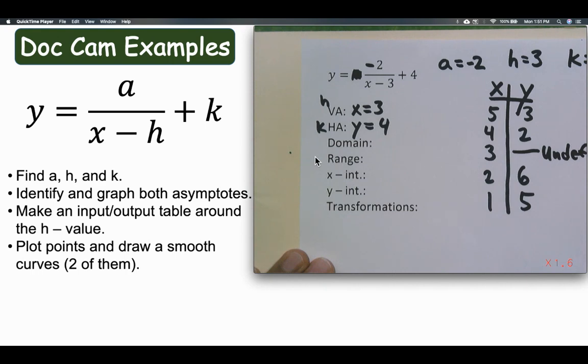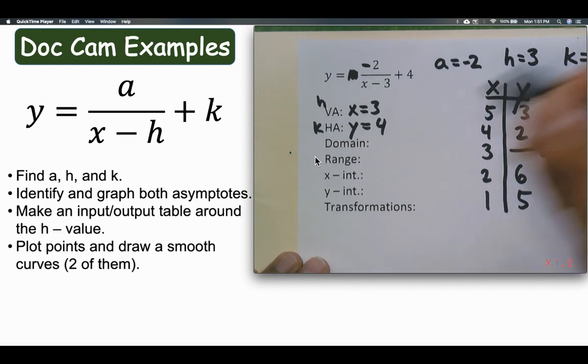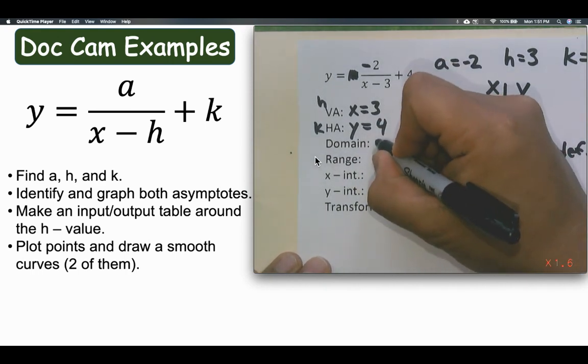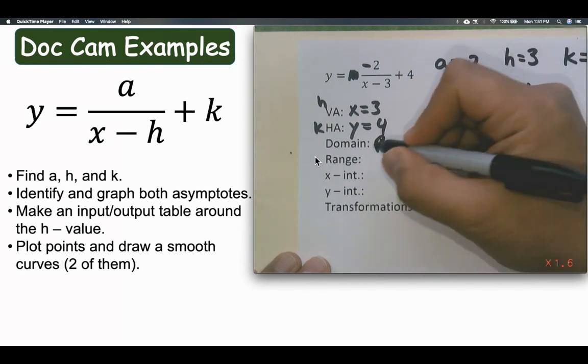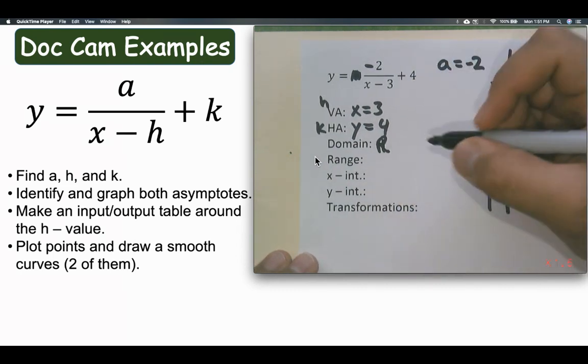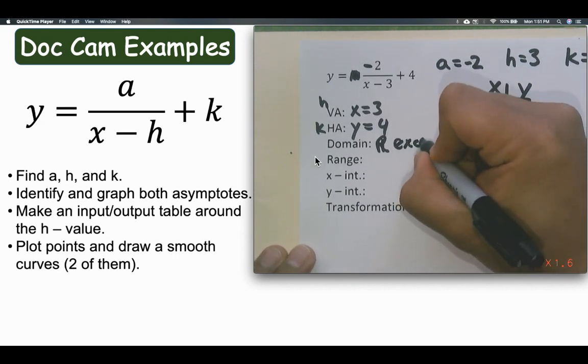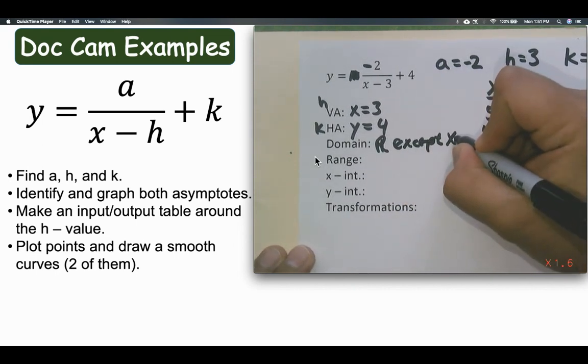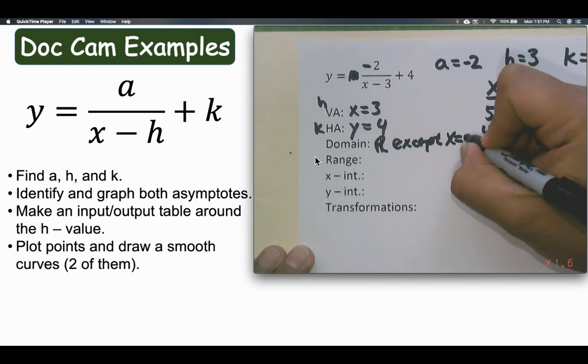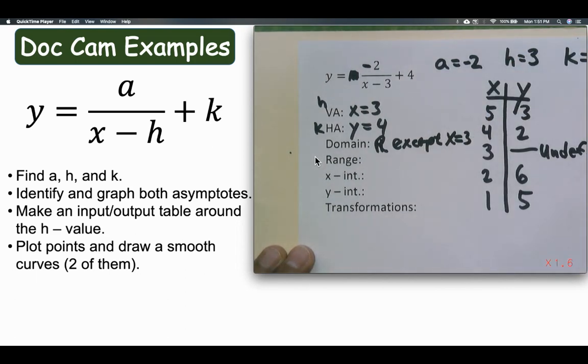You can do set notation, you can do interval notation. I'm just going to write all real numbers. It's supposed to be x such that it's all real numbers, but all real numbers except x equals 3. Okay. All real numbers except x equals 3, or all real numbers except 3.